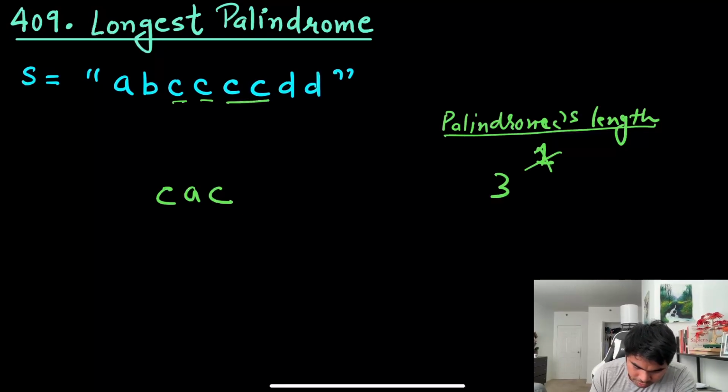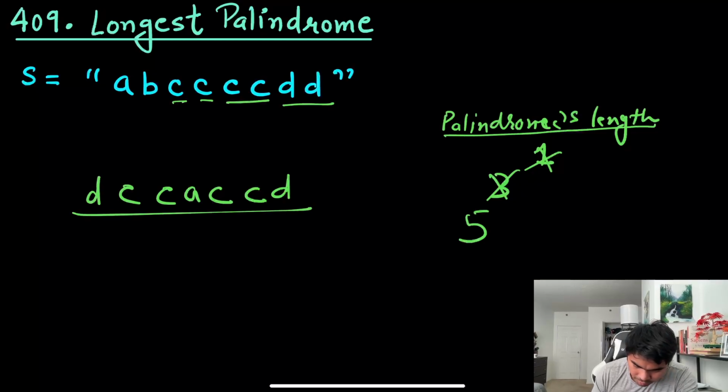Then I have 2 more C's, so I can place one in the front, one in the back. Then my palindrome's length is now 5. Okay. I have 2 D's, so I will place one in the back and one in the front. Now the length is 7. That is my answer.